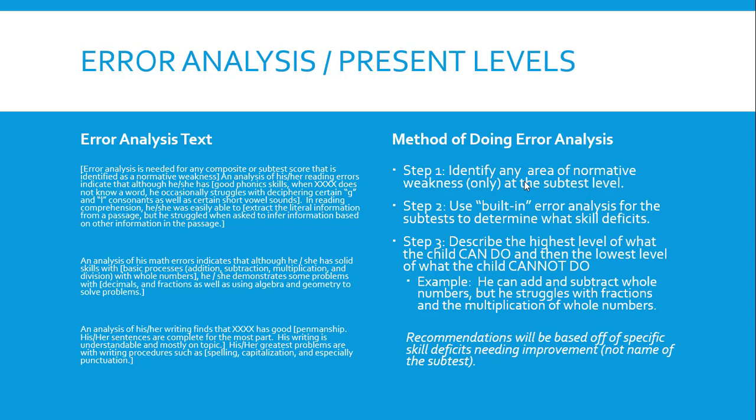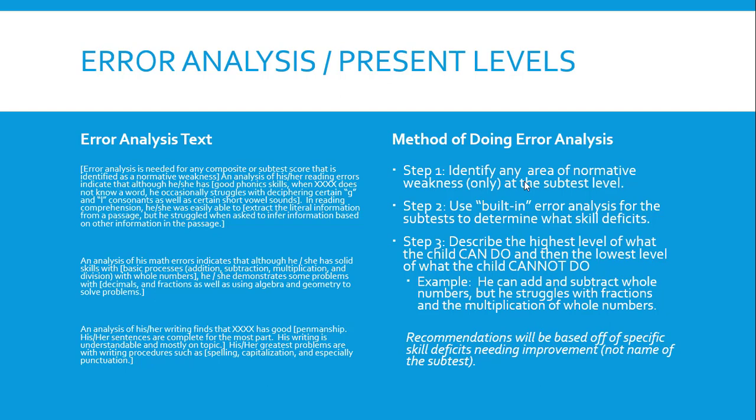So then when you go to write it out, I tend to want to talk about what the child can do. So what's the highest thing they can do, and then what's the lowest thing they can't. And that gives the teacher a range. So here's the example I have here. He can add and subtract whole numbers, but he struggles with fractions and the multiplication of whole numbers. Now, notice I didn't talk about division or calculus. I don't need to, because if he can't do multiplication, he can't do division. So I didn't talk about anything higher than that. And I didn't talk about anything lower than adding and subtracting whole numbers. I didn't say he's able to identify his numbers, because if he can add and subtract, you know he can identify.